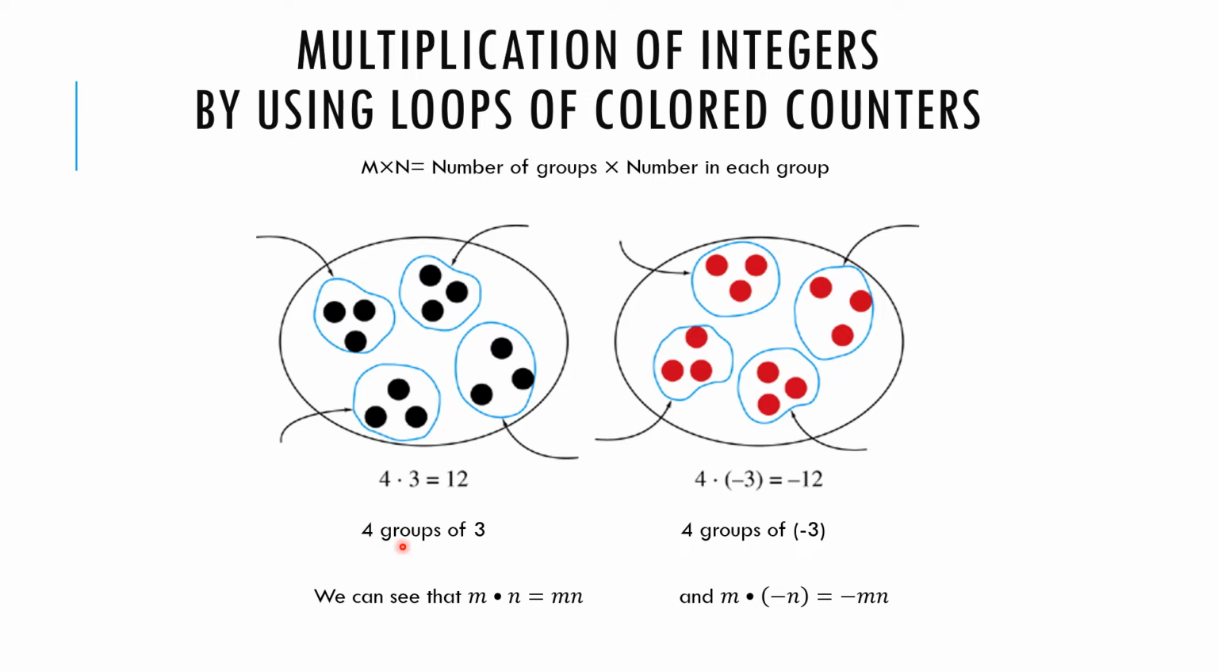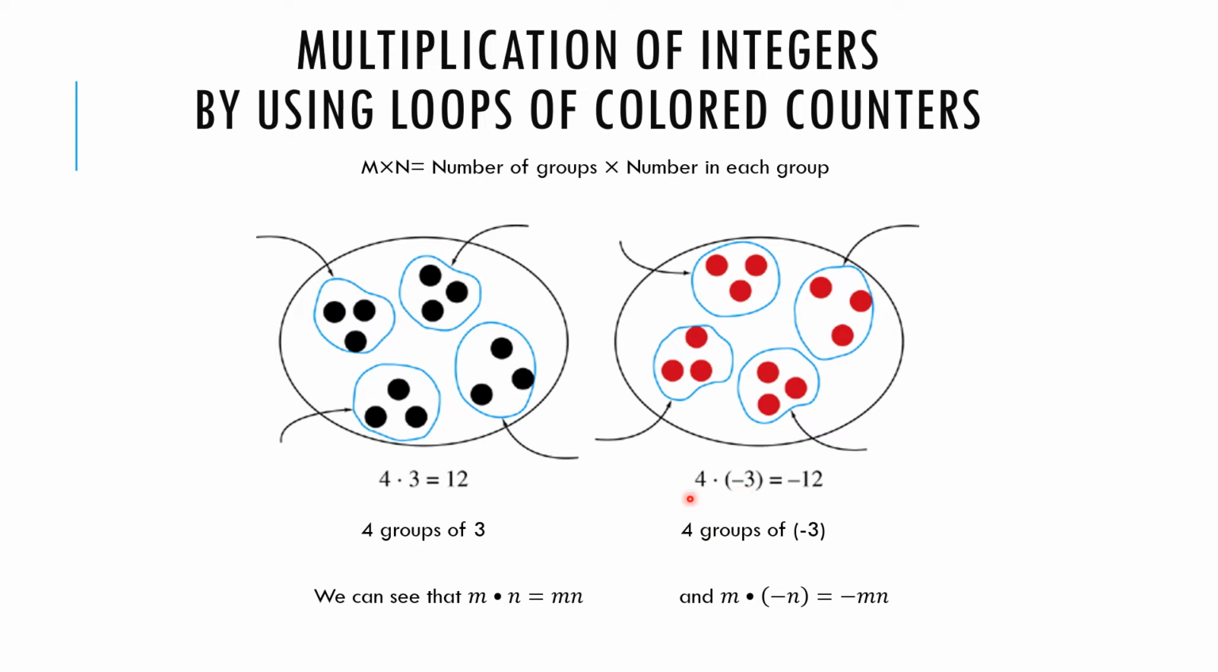So 4 groups of 3. My first number tells us the number of groups. I've got 1, 2, 3, 4 groups here. And my second number tells us how many in each group. I've got 3 positives in each group. So if I put that all together, I can count it up, 1, 2, 3, 4, 5, 6, 7, 8, 9, 10, 11, 12. I get positive 12. I have 12 positive black little chips in there.